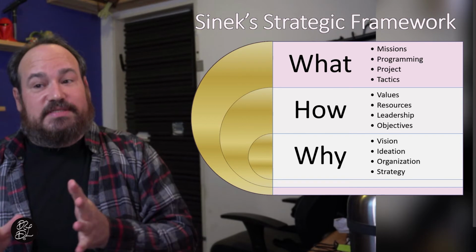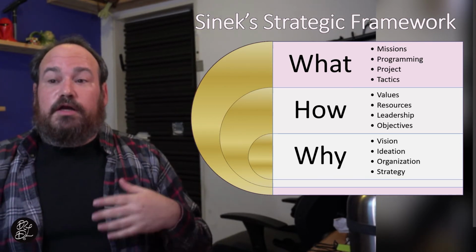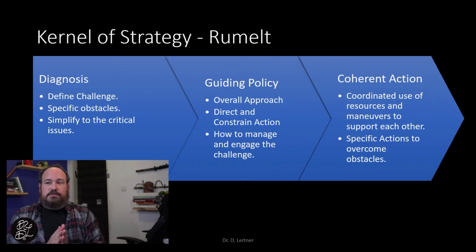So we have Simon Sinek as one of the ways to do that. He gives us why, how, and what. Another person who says something really, really similar is Rumelt. Rumelt says there's a kernel of strategy. And that kernel of strategy has 3 stages to it. One is the diagnosis, the next is a guiding policy, and the last one is coherent action.